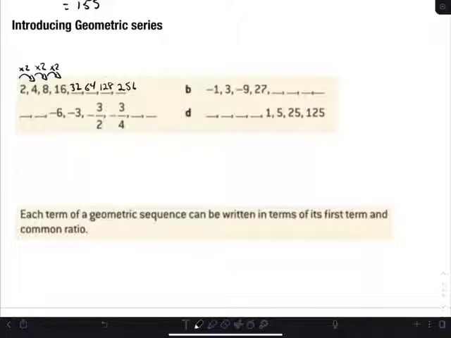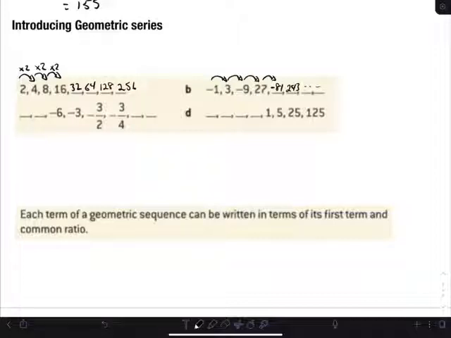In this case, you can also have negative numbers that you're multiplying by. So how do you get from here to here? You multiply by negative 3, by negative 3, by negative 3. So by negative 3 would be negative 81. And then I think the next one is 243. And then after that, etc.